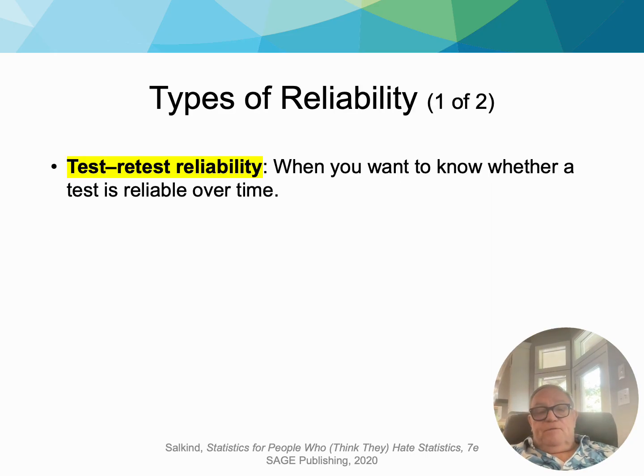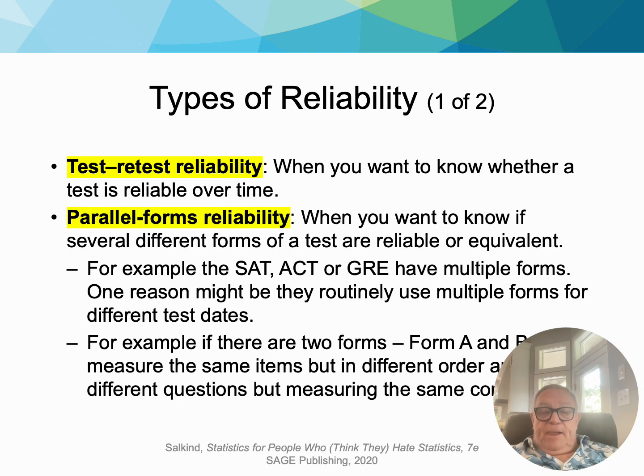So there's a number of types of reliability. One is test-retest reliability. So if you take a group of students and you gave them a test, and then a week or a month later you gave them the same one, it should be fairly constant.